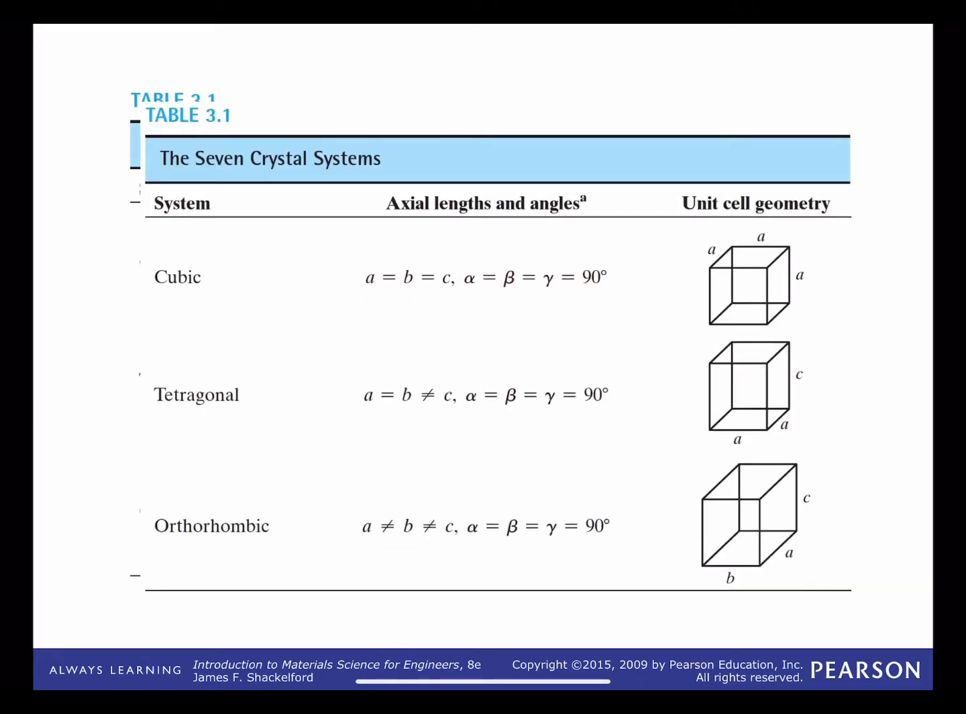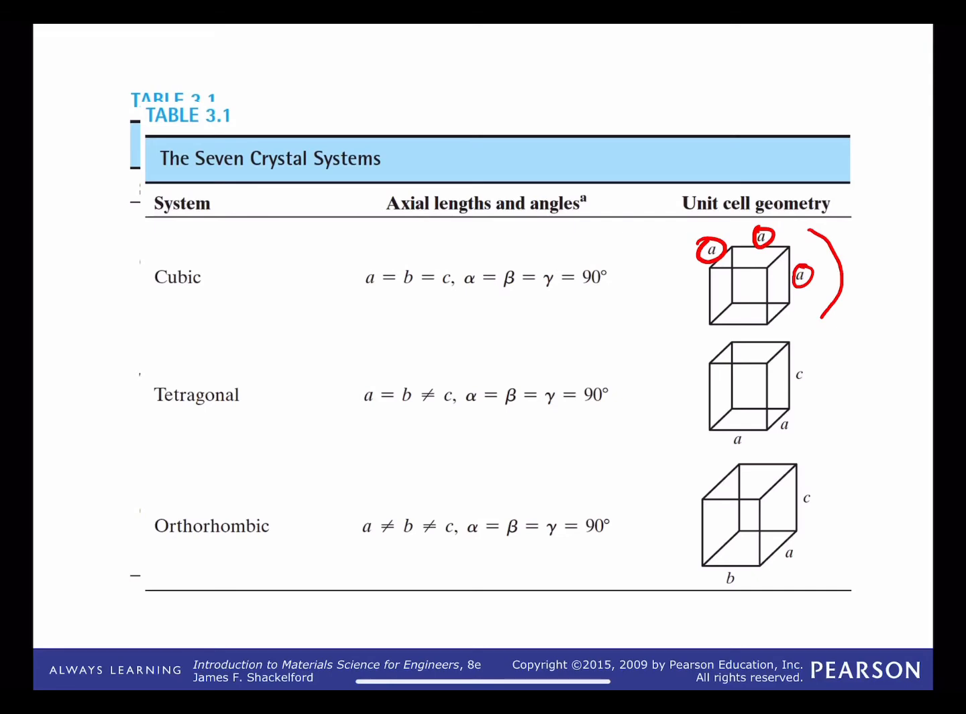Okay, so putting a little bit more structure to it now. Here we have the cubic systems. We knew that would be all edge lengths the same. So here, abbreviated with edge length A, and the angles are all, of course, 90.